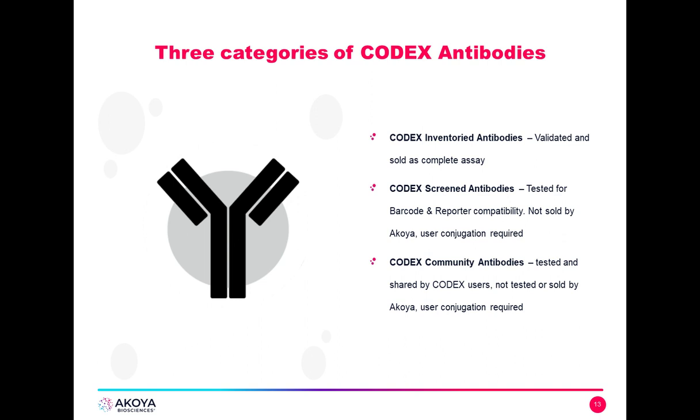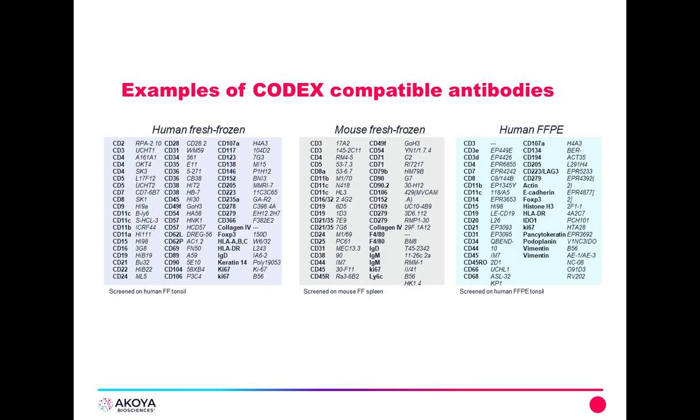Speaking to that end, there are 3 types of CODEX antibodies. We have CODEX inventoried antibodies, and these are validated and sold as a complete assay. We have CODEX screened antibodies, which are tested for barcode and reporter compatibility, and these are not sold by Akoya, but they are user conjugated. And then we have CODEX community antibodies, which are tested and shared by CODEX users, and they're not tested or sold by Akoya. And again, the user conjugation is required.